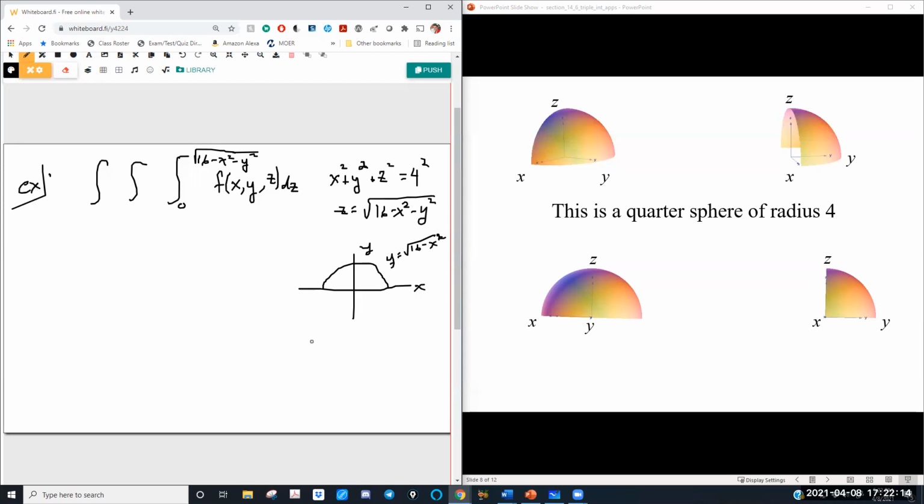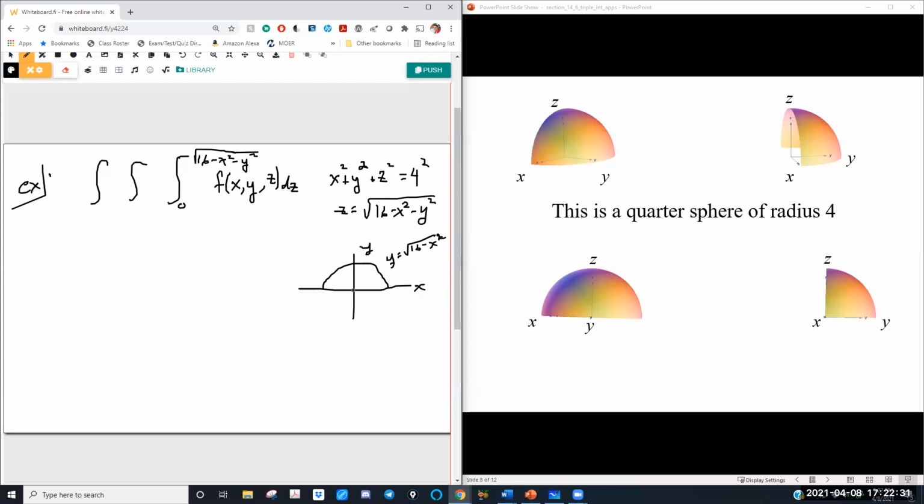All right. So I can't stress that enough. Once you get a top and a bottom, or a left and a right, or once you get that first set of limits in your triple integral, it really does become a double integral problem as far as finding the other two sets of limits.